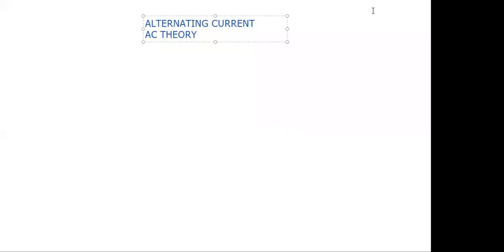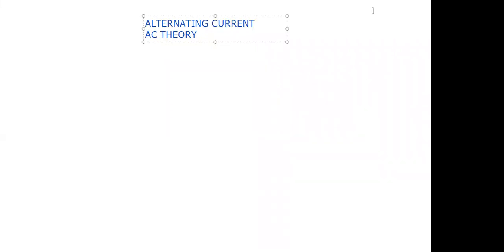So now when we talk of currents, we said we have basically two main types of currents. We said we have the direct current and we have the alternating current. Now with the direct current, we said that current flows through it in only one direction.